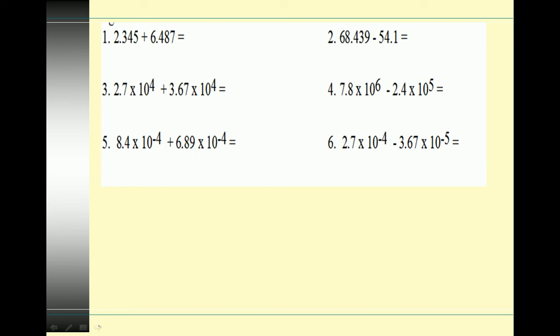So if I do this, I asked my kids for a calculator, and they brought me the cheaper one. So 2.345 plus 6.487. The calculator tells me 8.832, but I have 3 decimal places here and 3 decimal places here, so this one is good the way it is because it has 3 decimal places. Okay.